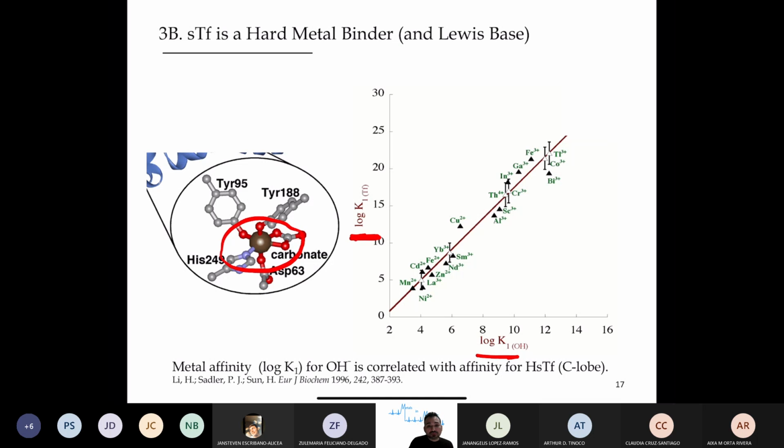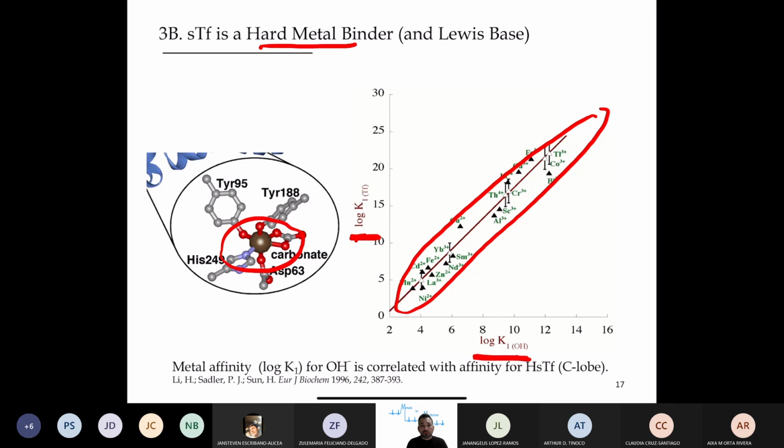Compare the affinity of metals to the protein versus their affinity to hydroxide. Remember, hydroxide would be a hard base. And it turns out that this correlation is actually impressive in terms of its linearity, which means that what we're establishing here is that serum transferrin as a chelator is a hard metal binder. In other words, transferrin is a hard Lewis base. So it's going to have a higher affinity for harder metal ions.